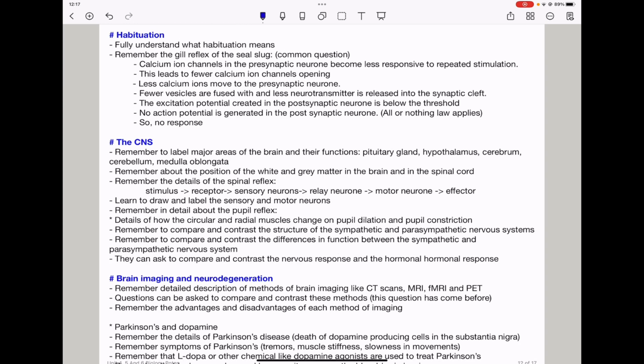When we go to habituation, you need to fully understand what habituation means. Remember the gill reflex of the Aplysia. This is a common question where data is brought to you from an experiment, and they'll ask you to describe what happens in the gill reflex.